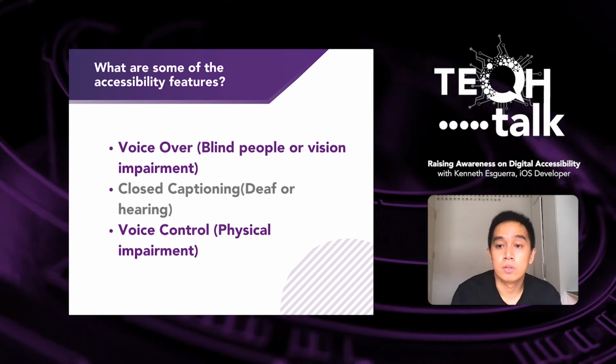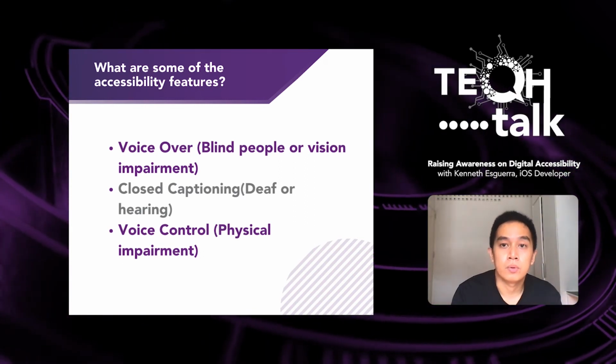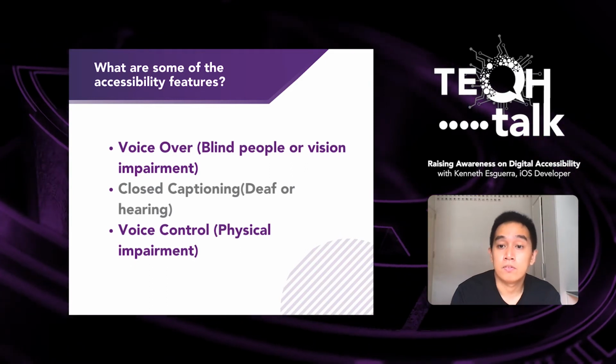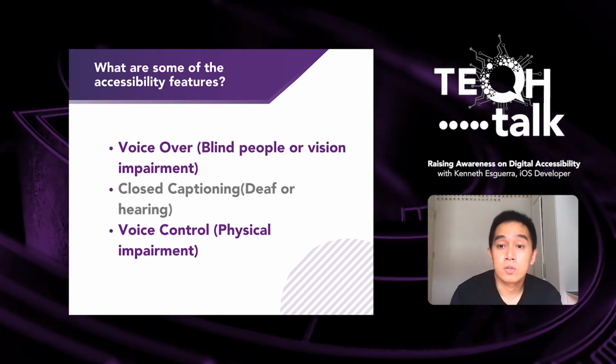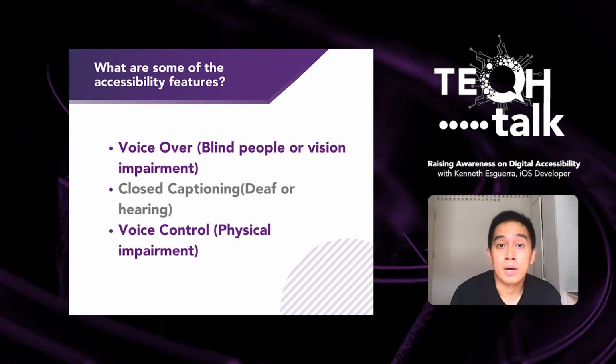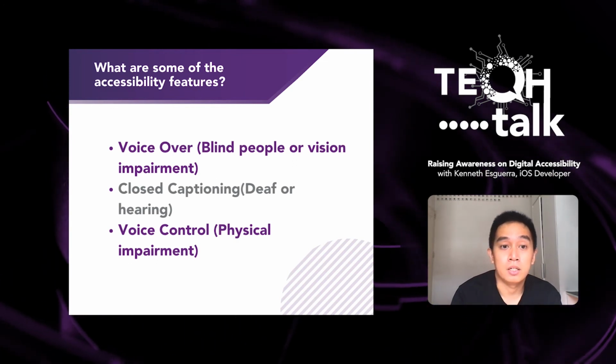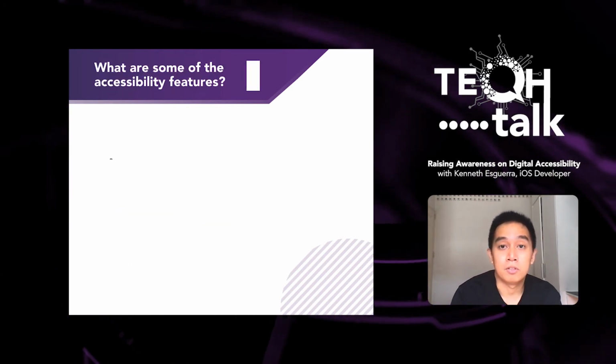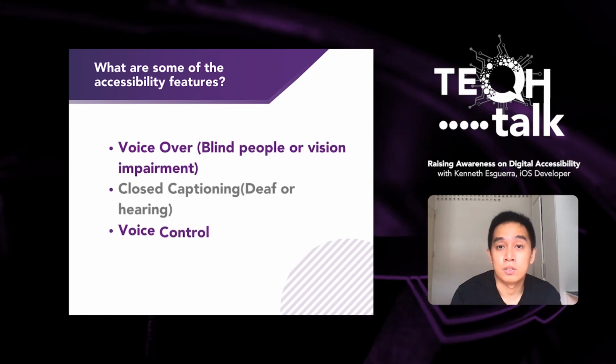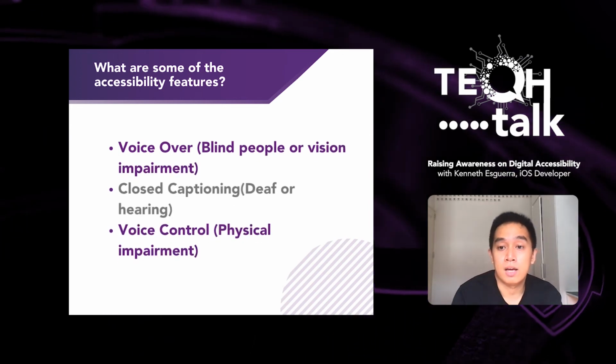Voice control, for example, is for people with physical impairment, like Siri on iPhone, which is one of the really useful features. With voice control, you can send commands: open an app, set a reminder, set an alarm. Including this in the app or on the website really helps them do simple navigation.